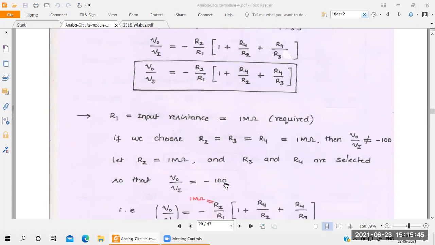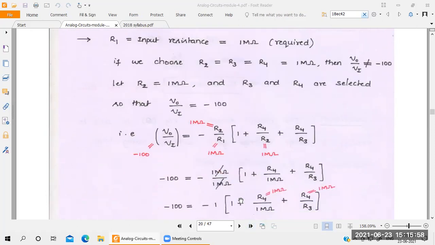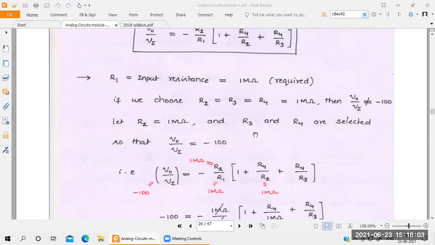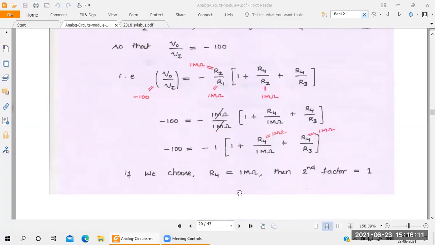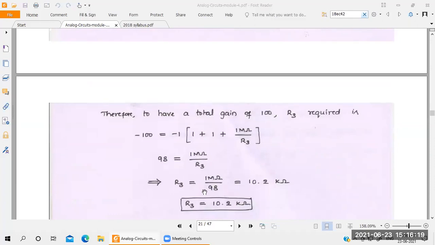Suppose R2 is 1 mega ohm, and R3 and R4 are selected for V0 by Vi of minus 100. Then we can find out R4 and R3. Here you have to consider R3 and R4 as unknown resistances. R2 is 1 mega ohm and the gain of the op-amp is minus 100. From that we can find out R4 as 1 mega ohm. Understood? Same thing we substitute here, then we can find out R3 also. So R3 we got 10.2 kilo. Understood?